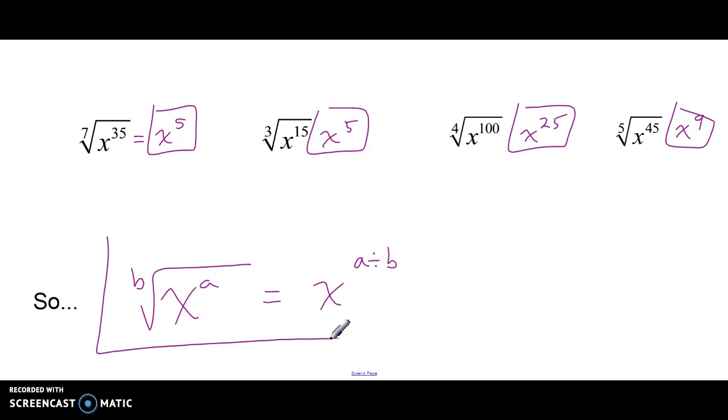Keep this in mind for next time when we go on to section 10.2.